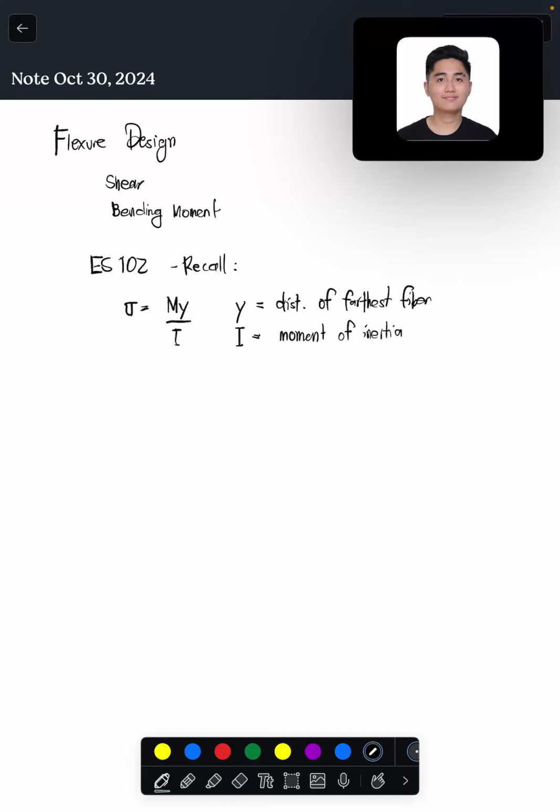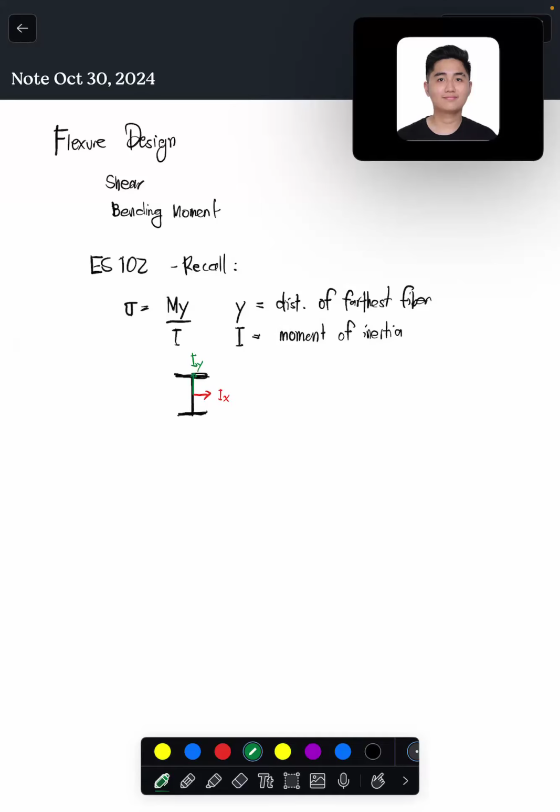But as we have tackled, in particular sa compression design and particularly dun sa exam, we have to be wary of the strong axis and the weak axis. So at most times, syempre, ang dinideal with natin na moment of inertia is yung moment of inertia along its strong axis, which is this Ix right here. Pero there is also this weak axis, which is called Iy.